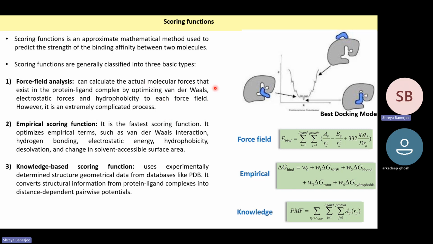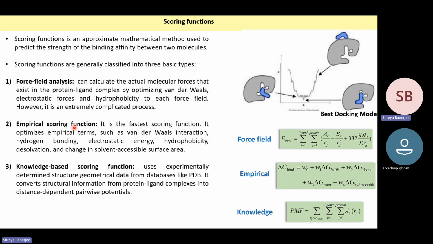So you have different force fields for different kinds of interactions like van der Waals, electrostatic, hydrophobic interactions, and so on. The force field analysis will optimize each interaction in each force field through a very complicated process. So this takes a lot of time.